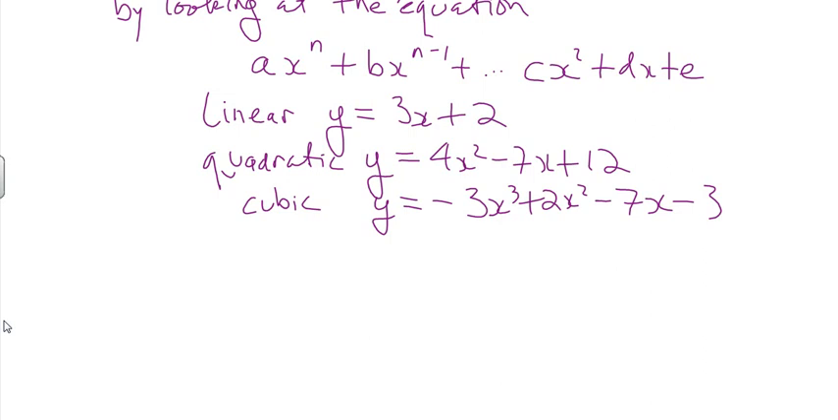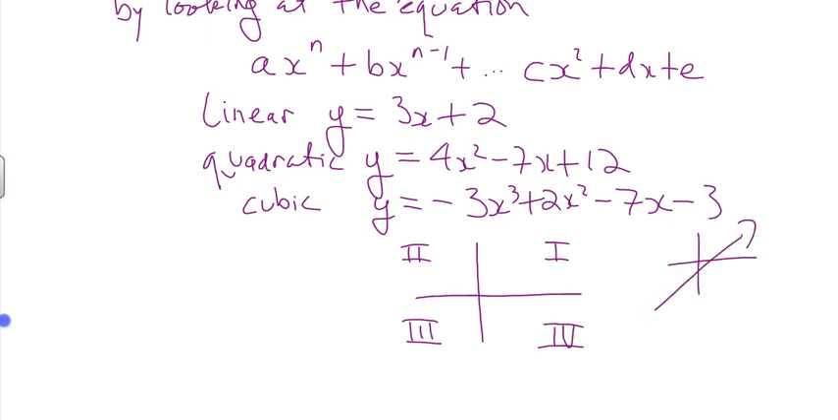What else is in there? End behavior. So we have to know end behavior based on quadrants. And we describe end behavior as it goes from left to right. So I say the end behavior of this linear function is quadrant 3 to quadrant 1. Okay, and so you just have to be able to look at something and describe its end behavior.